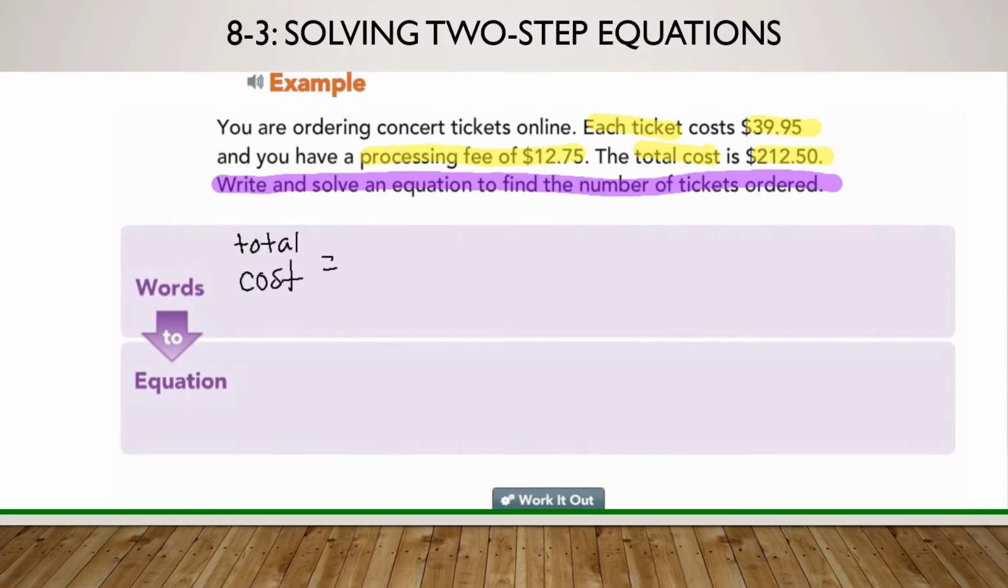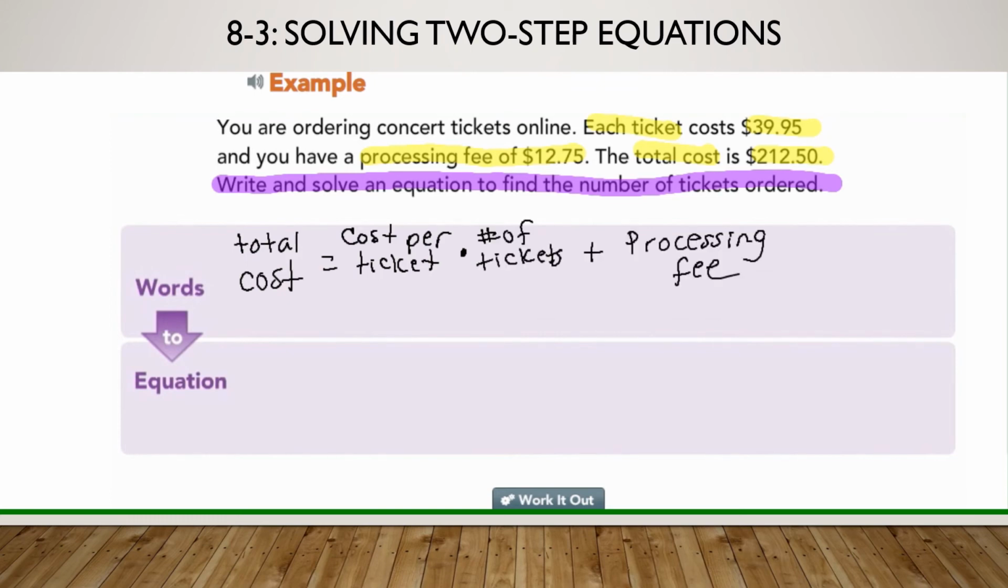On the other side, we're going to have to include each ticket, and we know it's $39.95, and the processing fee. So in words, it will look like cost per ticket times the number of tickets plus the processing fee. Now, how this will look if we were to put this in an equation, well, what's the total cost? Well, it says the total cost is $212.50. And then cost per ticket, which we know it is $39.95 times the number of tickets. Well, do we know how many tickets there are? No. So let's use a variable.